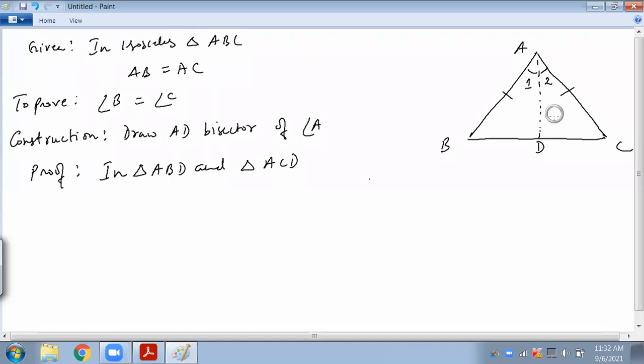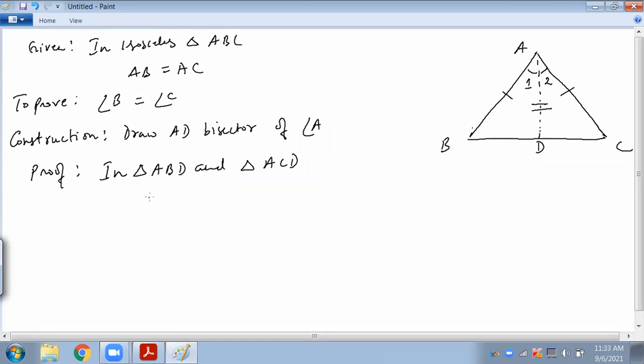In triangle ABD and ACD, what do you have? We have AB and AC equal. It is given in the question. Then we have angle 1 and 2 are equal. Why? Because AD is a bisector of angle A by construction. And we have AD common for both the triangles. So AD equal to AD. So what do you have? Side angle side of one triangle equal to side angle side of another one. So these two triangles will be congruent.